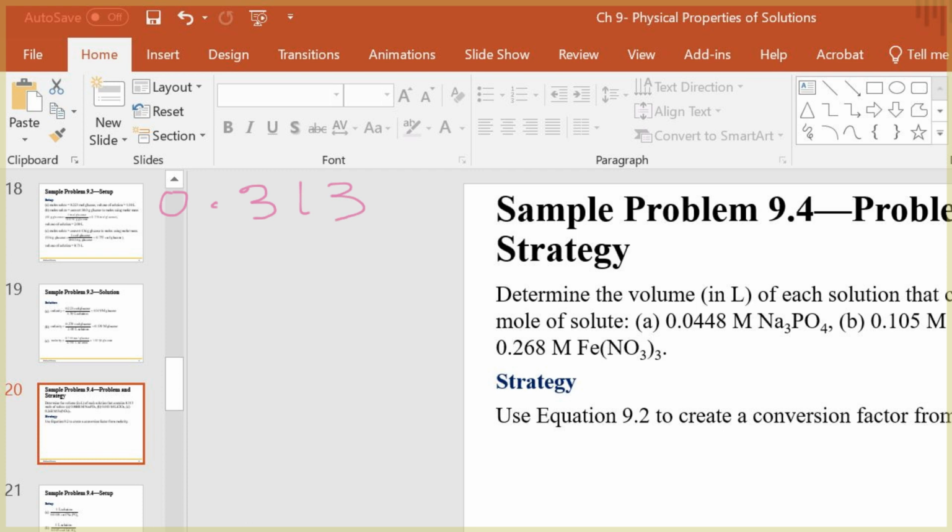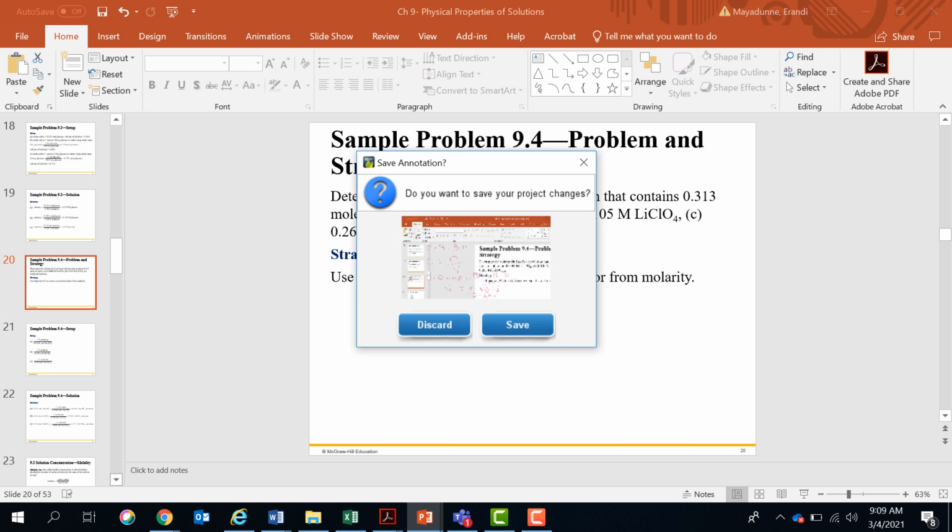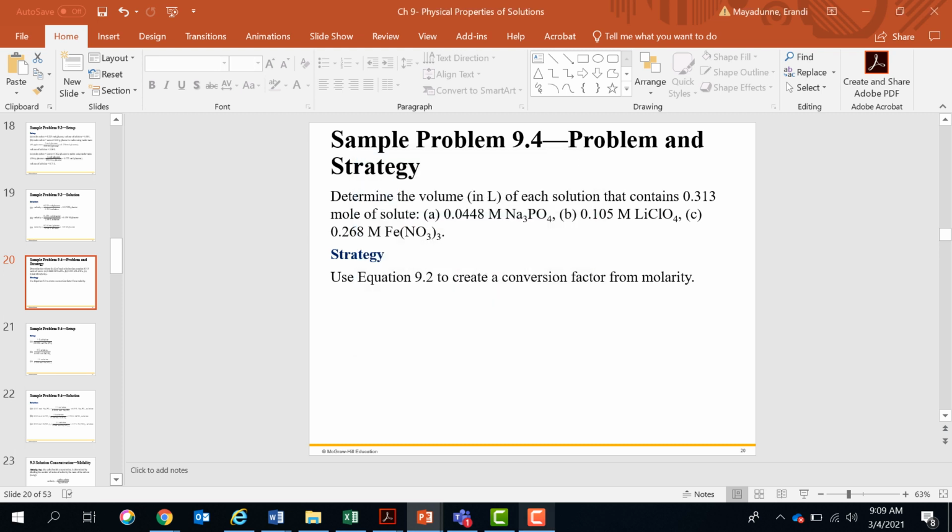Okay, so this is the number of moles. Concentration, or molarity, is the number of moles divided by volume. So 0.0448 equals the number of moles, 0.313, divided by volume. You take the volume to the other side: 0.313 divided by 0.448 will give you the volume. That's how you find the volume. Okay, let us save it.